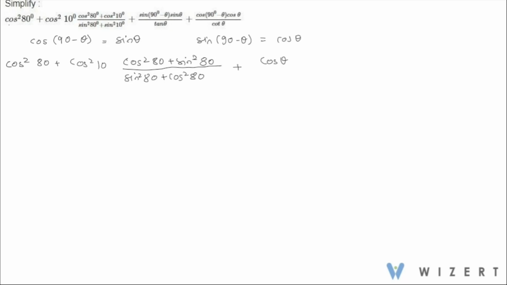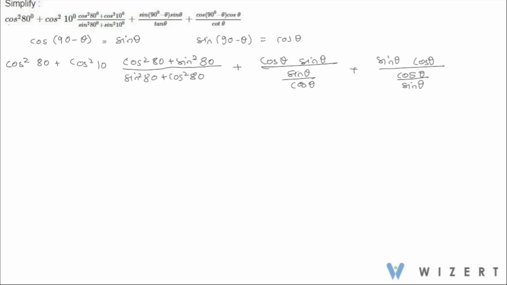plus this is going to be cos theta sin theta divided by tan theta, which can be written as sin theta by cos theta, plus this is sin theta, cos 90 minus theta is sin theta into cos theta divided by cot theta, which is again cos theta divided by sin theta.